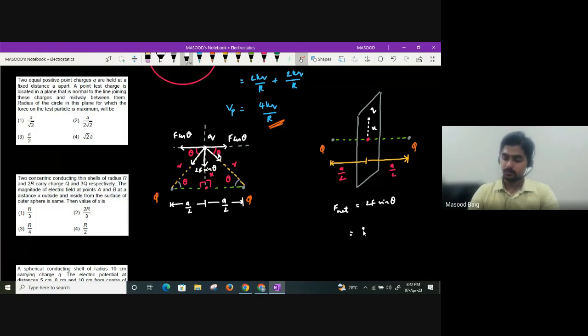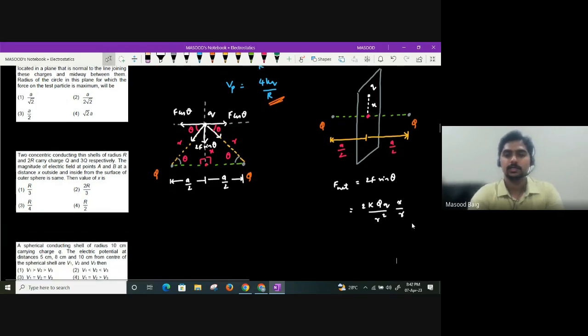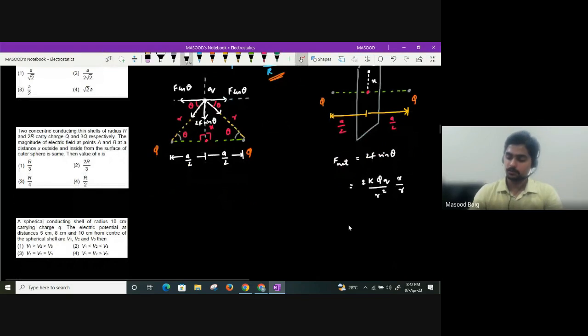What is the F value now? 2 capital K, capital Q, small q divided by small r square. And how will I write the sin theta value? Can I write it as x divided by r or not? Yes, I will write it as x divided by r. So if you write the net force, you will get 2k capital Q small q into x divided by r cube.